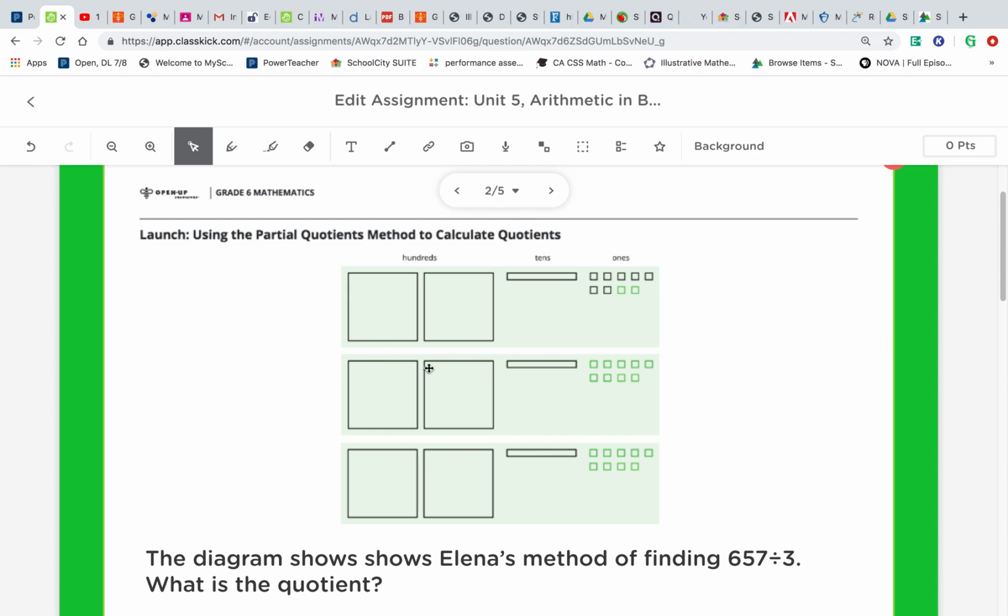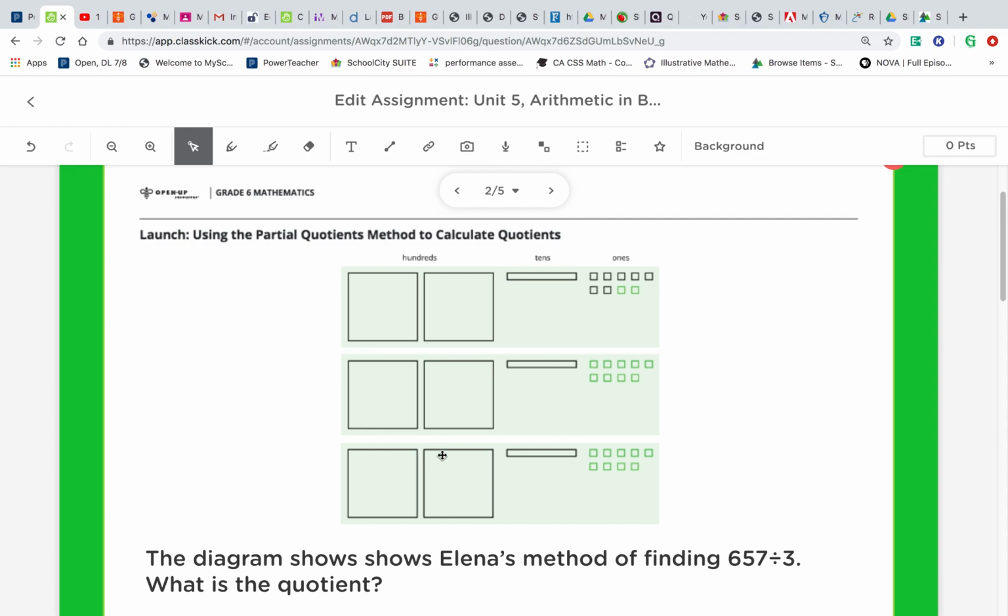All right, so on the screen you can see a diagram that shows Elena's method of finding 657 divided by 3. So we asked you to find the quotient in class, and we would have gone over this, but I want to go over it here as well in case you missed it.